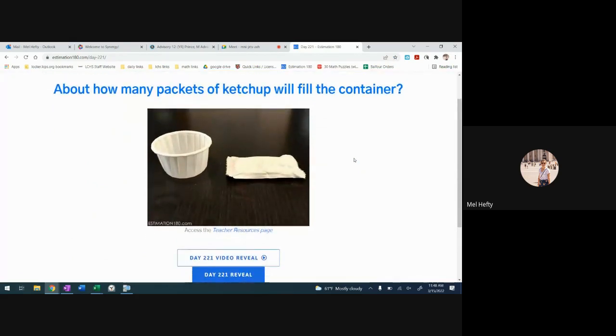How many packets of ketchup will fill the container? I know this because I feel the container similar. Yeah, I'm gonna say 6. I'm gonna go 5. Do I need to record the guesses or did I just say it verbally? Yeah, 6 is fine. All right, anyone want to claim a number that's different than 6 or 5? 4. I'll go 3.